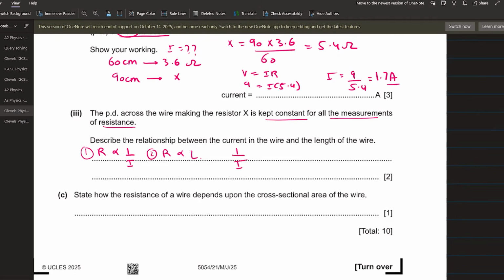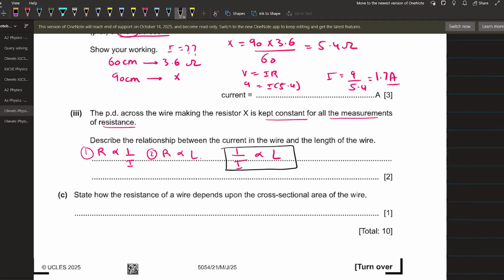1 over current is directly proportional to length. Which type of relationship is this? Inverse proportionality. If the current increases, the length decreases. So you will say this is an inverse proportionality relationship. As length increases, current decreases; as length decreases, current increases.